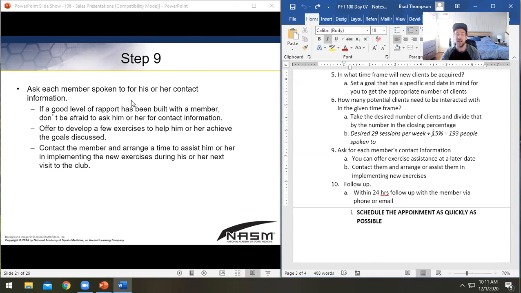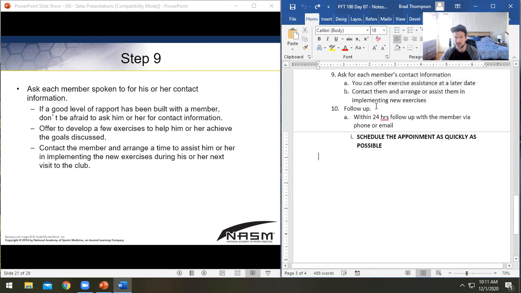So once you've done that, and this is step 9, this is a really important one. You're going to try as often as possible to ask each member for their contact information. Always make sure that you've got enough good rapport built with them first, right? You're asking for a phone number or email. Obviously, if you're a total stranger, no one's going to want to give that to you. But offer to develop them a couple exercises, give them that fitness assessment, give them those pieces of advice, get their contact info so that you can reach out and follow up with them as well.